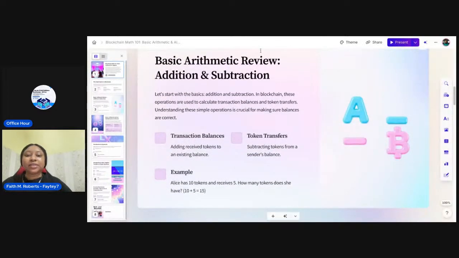So for basic arithmetic review, we have addition and subtraction, and I'm not going to touch so much on addition and subtraction because I believe we all know how to do simple additions and simple subtractions. But if you send out tokens from your account to another account, you're dealing with subtraction. And the account you sent the tokens to will be dealing with addition. So I don't want to touch so much on that.